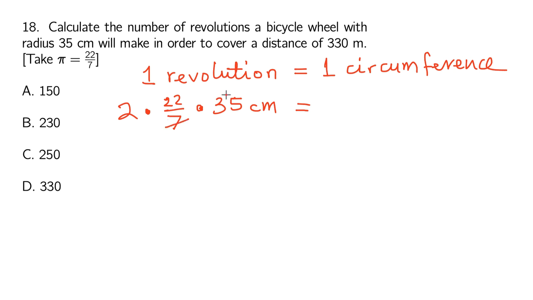Well, we can cancel 7 into 35, we get 5. So we have 2 times 22 times 5. 2 times 5 is 10, times 22, that's 220 centimeters.